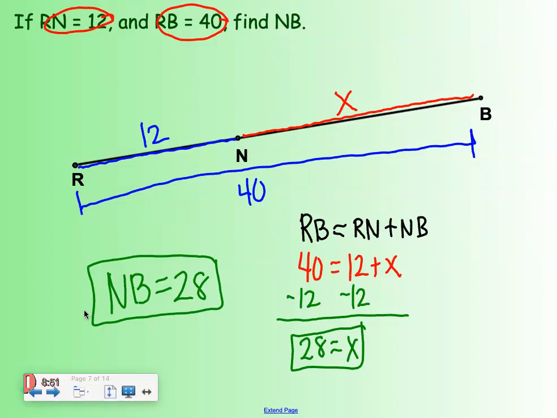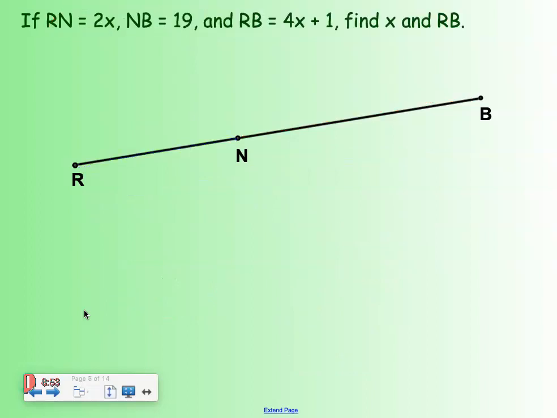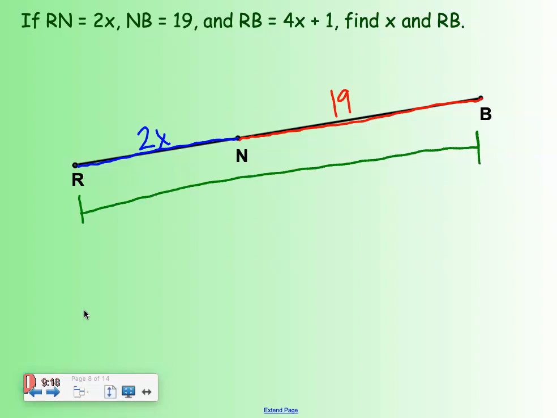Okay, let's try a more intricate problem. Using the same picture, so again, if you want to label and draw a picture, that's awesome. If not, you can just follow along with me. So we're told that if RN, right here, is equal to 2x, and NB is equal to 19, then we're given the length of the whole thing. So this whole thing of RB is equal to 4x plus 1. Find x and RB.